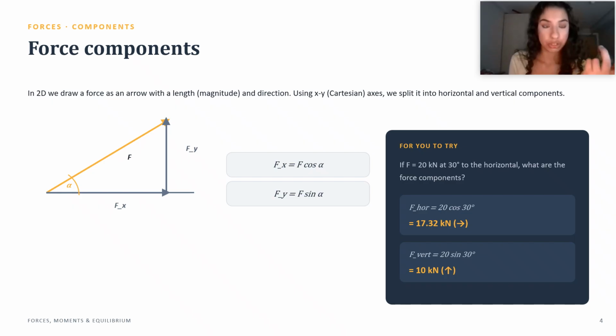We use trigonometry here. We have created a right angle triangle by getting the diagonal force and drawing vertical and horizontal forces until they meet. And we have the angle alpha here, which is always between the diagonal force and the horizontal. So Fx will equal F cos alpha and Fy will equal F sin alpha.